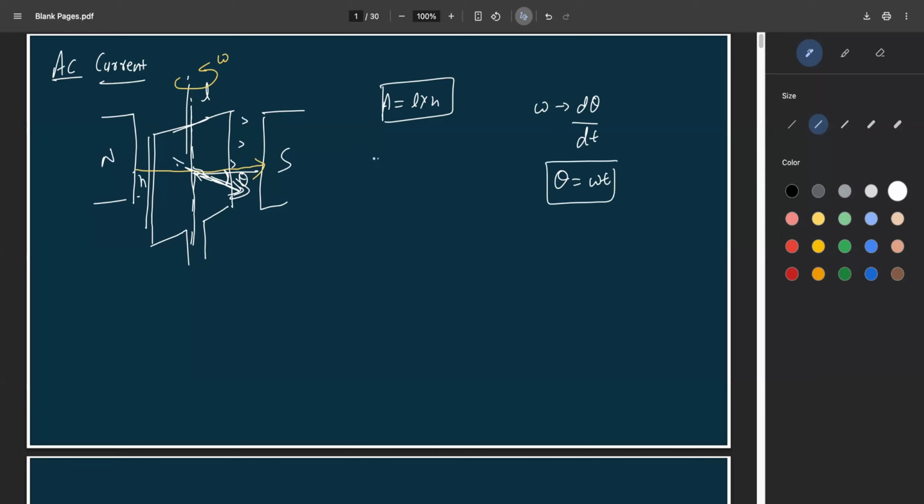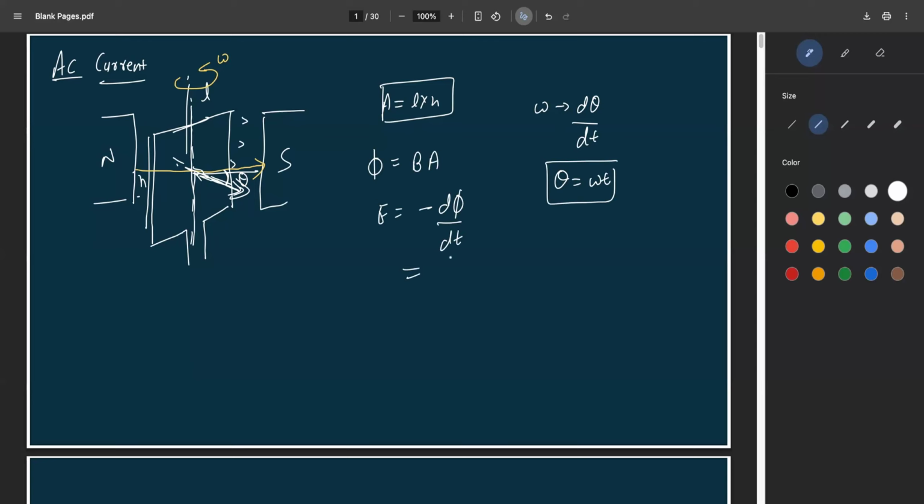Yes, we can say. So what is the flux right now at this moment? You will say the flux is nothing but B times A. So can I say the EMF which you are going to get is nothing but negative dΦ by dt? Yes, that comes out because magnetic field is constant all the time and area is also constant.